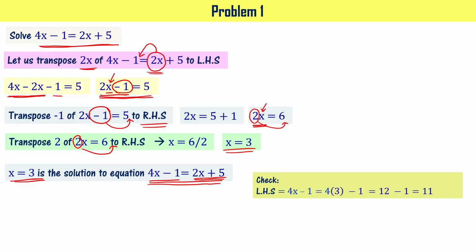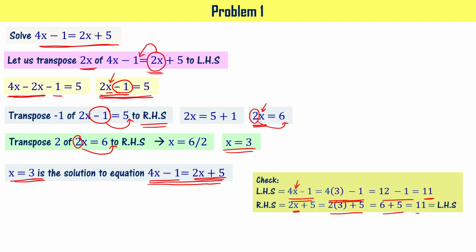To do that, let me first substitute x equal to 3 into LHS, that is 4x minus 1. When you substitute x equal to 3, it can be written as 4 times 3 minus 1, right? That is 12 minus 1, that is equal to 11. Now let's take RHS. RHS is 2x plus 5. Let's substitute x equal to 3 into 2x plus 5. It becomes 2 times 3 plus 5, that is 6 plus 5, that is equal to 11. You see, in LHS we got the value as 11 and in RHS also we got the value as 11. That's why we say that x equal to 3 is the solution to the given equation. And the solution is verified. Got it?